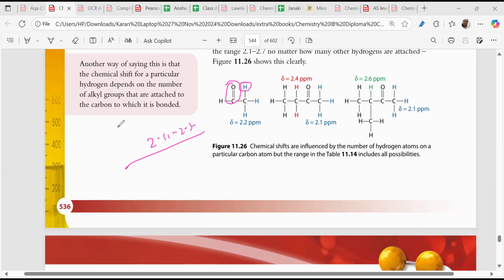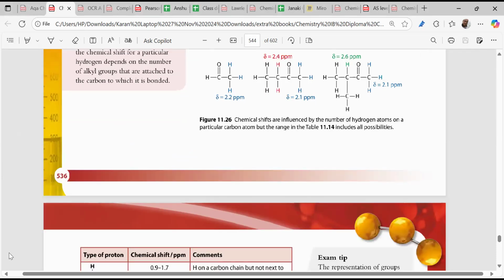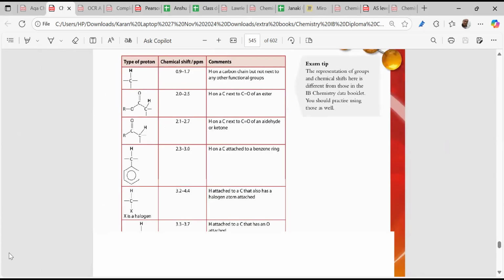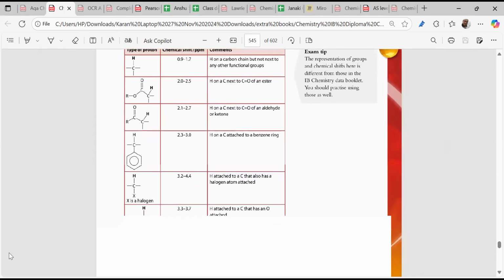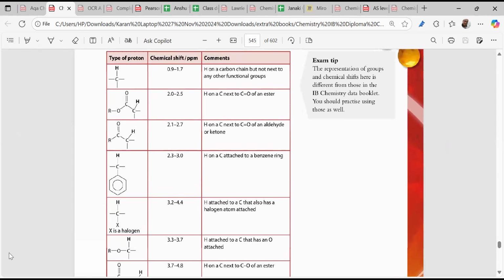Now we have to understand that whenever we are seeing any functional group next to the CH group, it will be influencing. How? If we have got a CH3 group, always and always the chemical shift will be around 0.9 to 1.7. Okay, this part is clear? It will be having a chemical shift of what? 0.9 to 1.7, right?